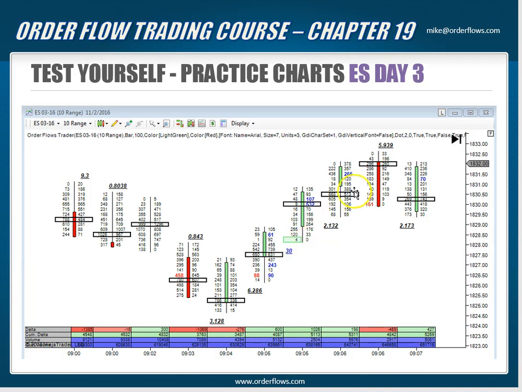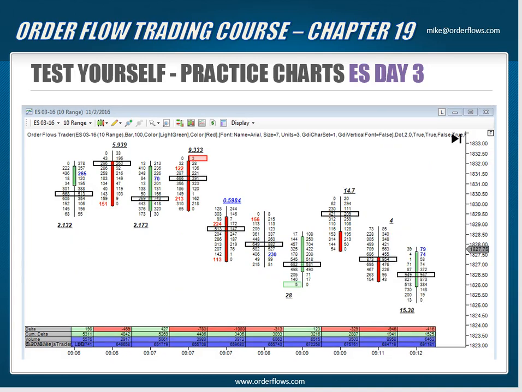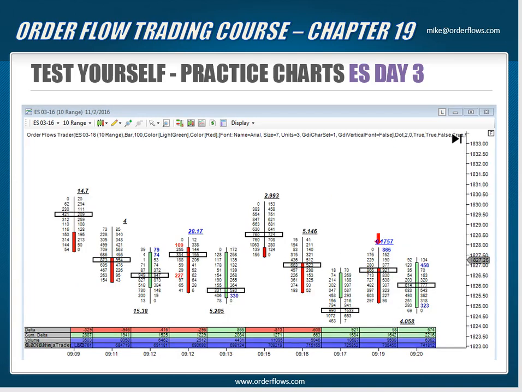Yeah, you've got a single print here. We'll see if the market's going to come back down to this 1828 level. It does. It comes back down to here, a bit later. It hangs around that area though. But again, nothing here really showing me in the order flow.